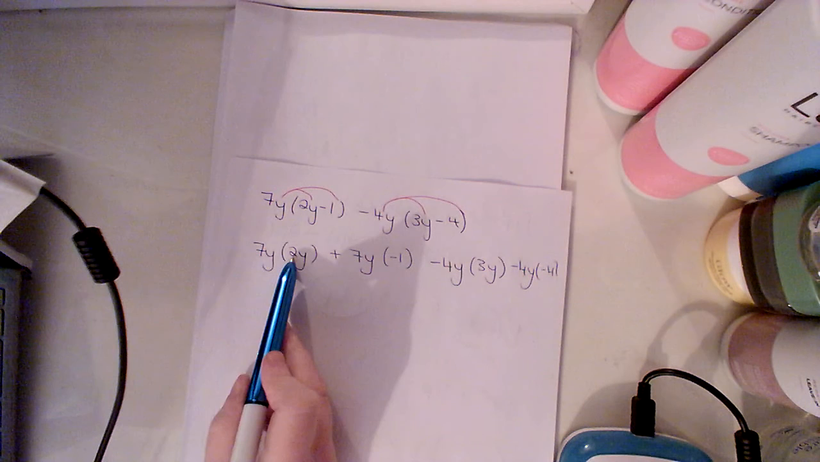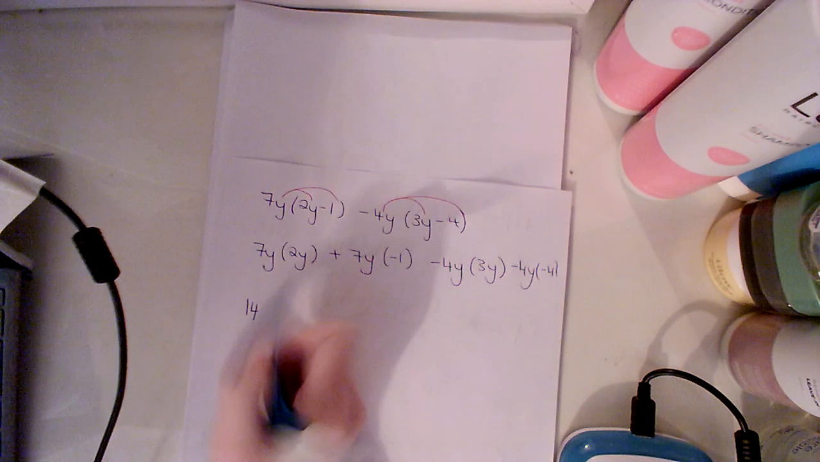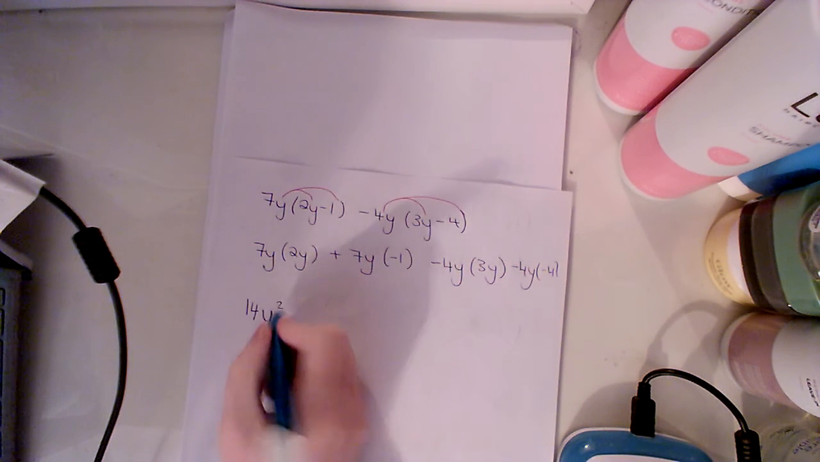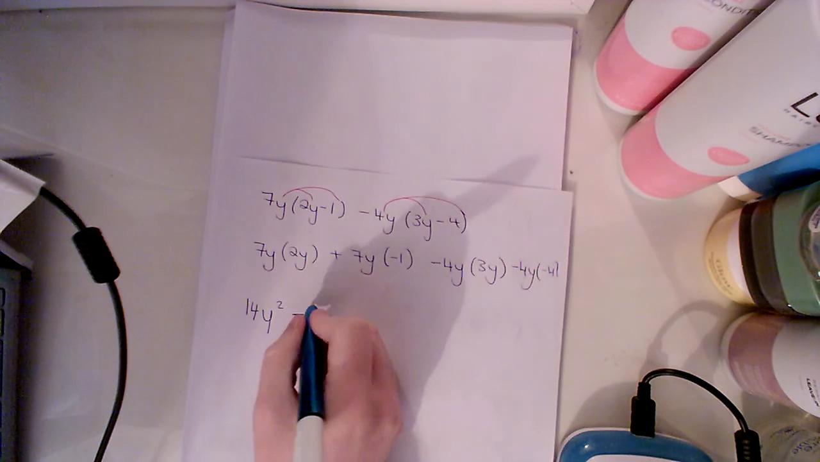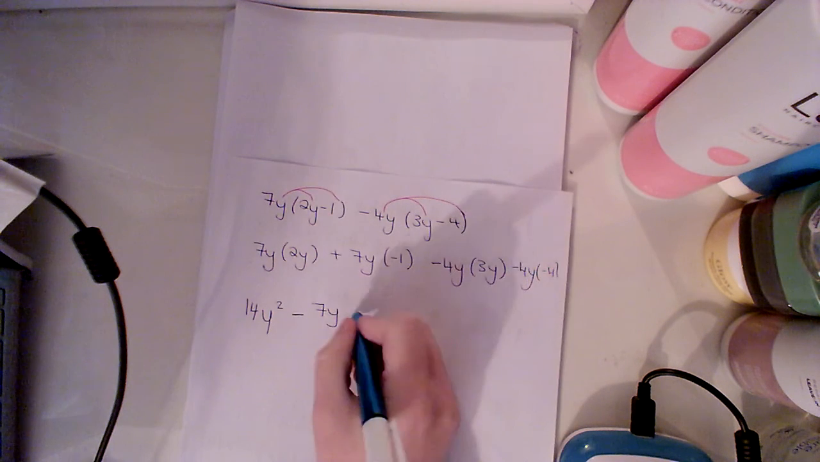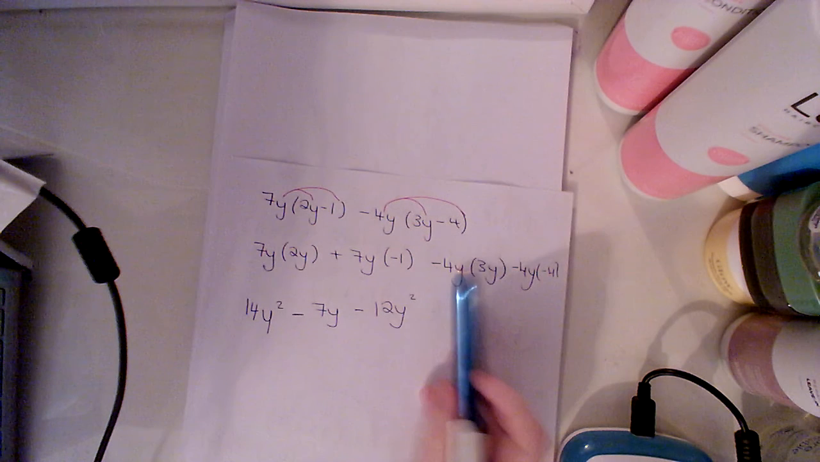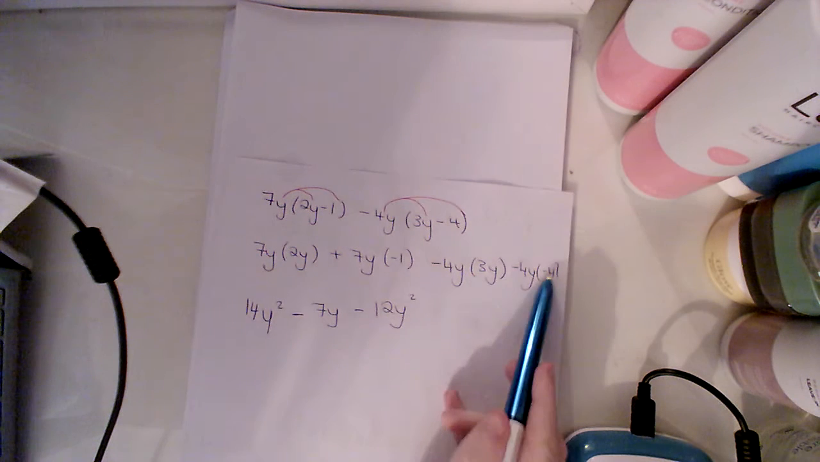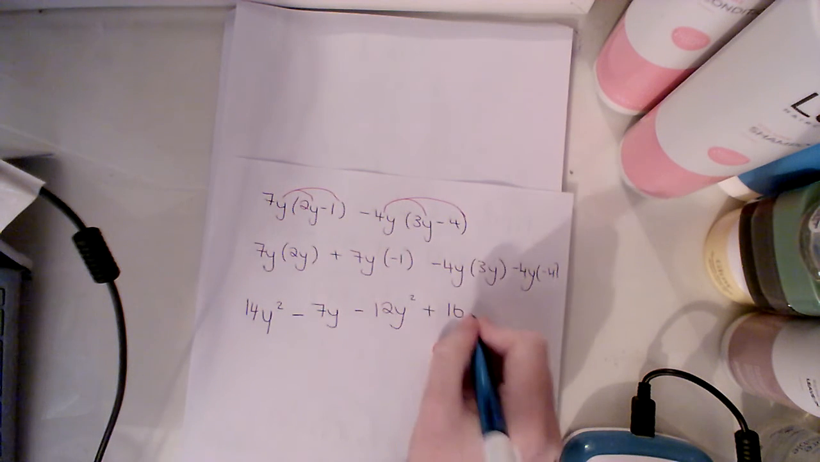7 times 2 will give me 14. y times y will give me y squared. Plus by minus gives me minus, and I'll have minus 7y. Minus by a plus will give me minus 12y squared, because y by y gives me y squared, and minus by minus gives me plus, and 4 by 4 is 16, and I'll have y.